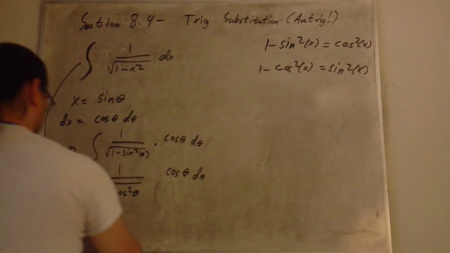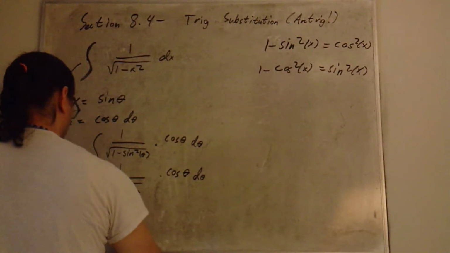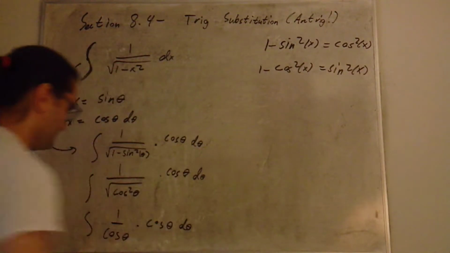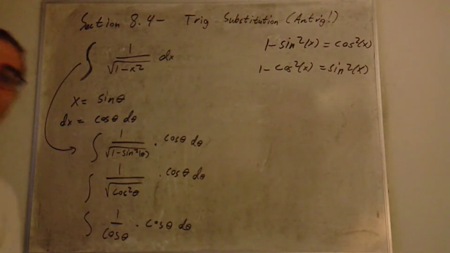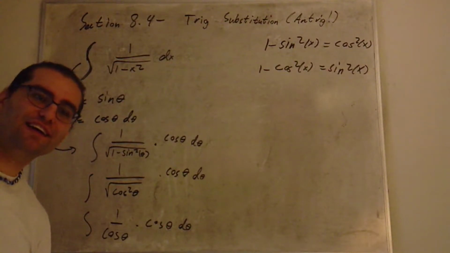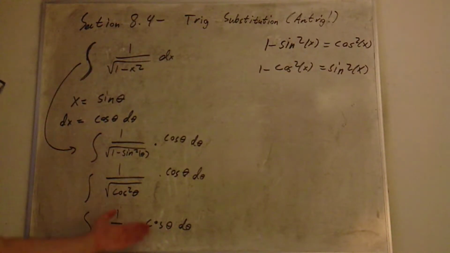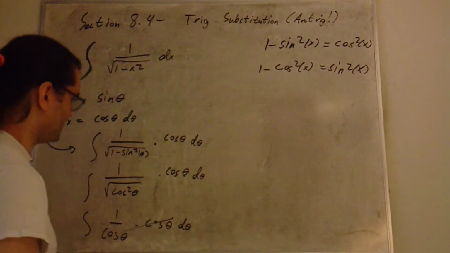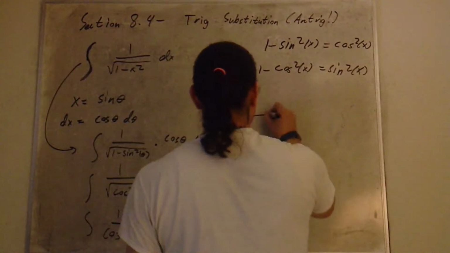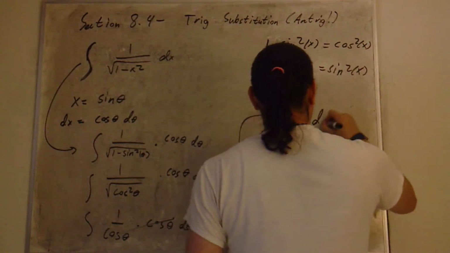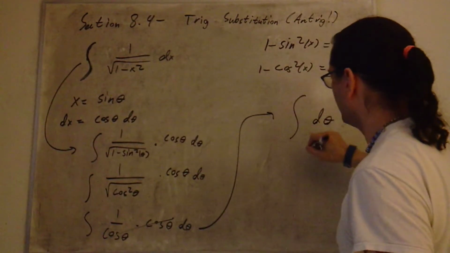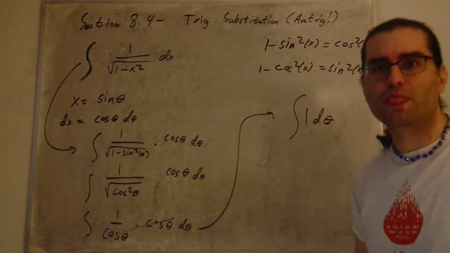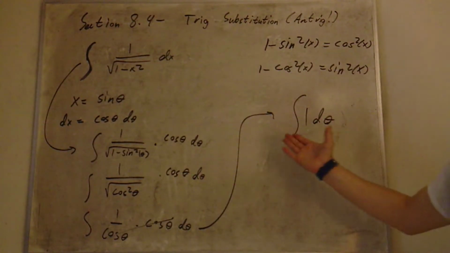And the square root of cosine squared is just cosine. So this is 1 over cosine theta times cosine theta d theta. It got even better than we were expecting, because now 1 over cosine theta times cosine theta cancels. This is the integral of d theta. Or if this looks empty to you and you don't like it, put a 1 in there. It's the integral of 1 d theta.